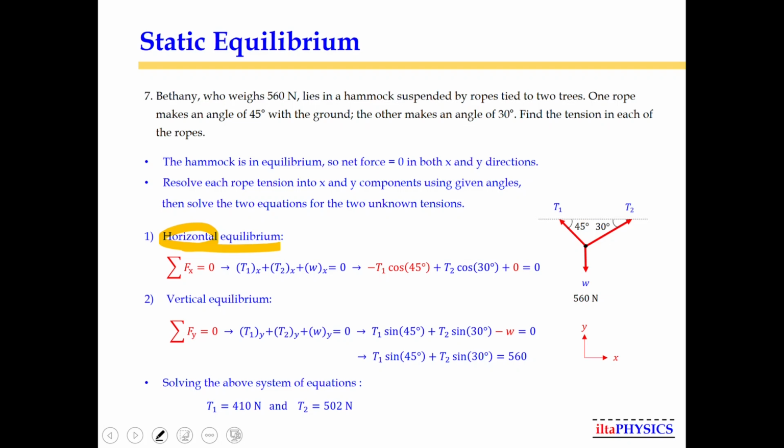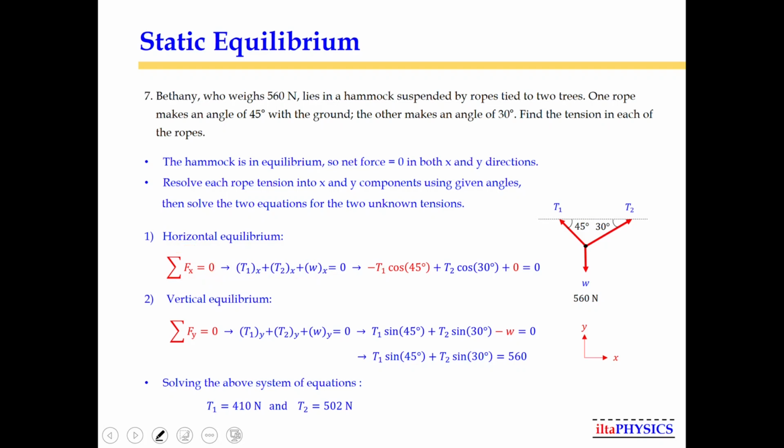Because the object is in equilibrium, the sum of all horizontal forces, the vector sum considering both direction and magnitude, is 0. Now let's add up all the horizontal components of the 3 forces acting on the hammock.